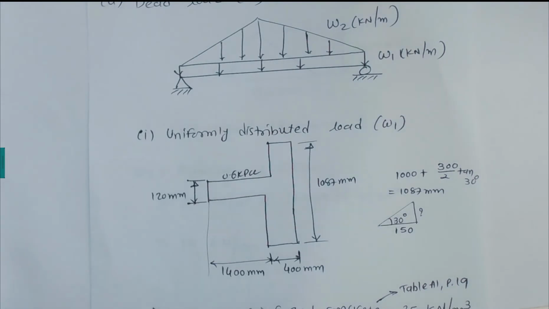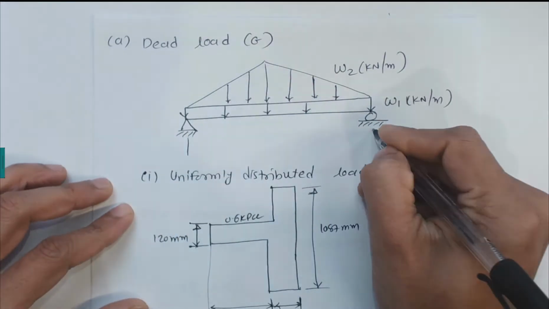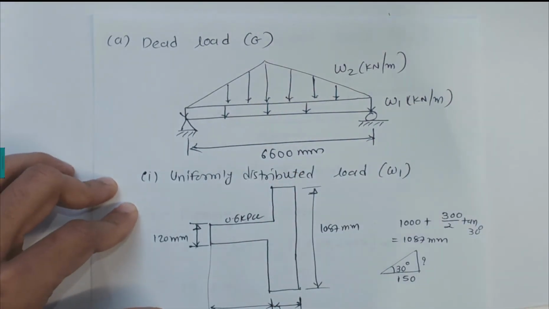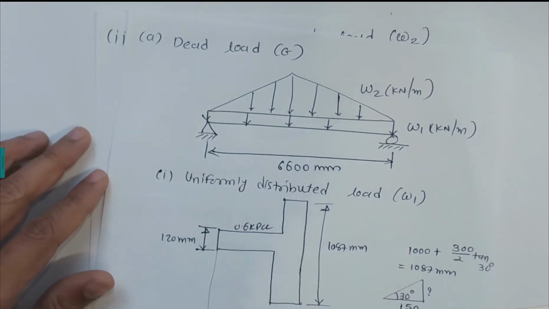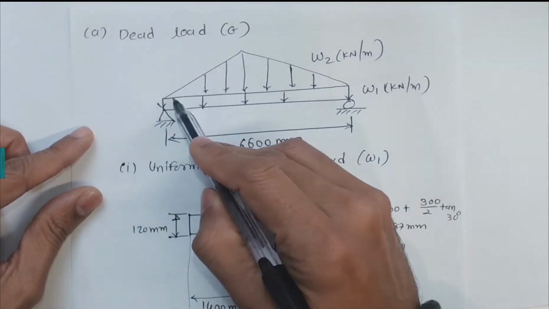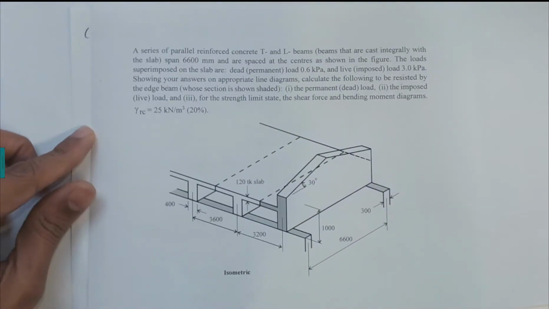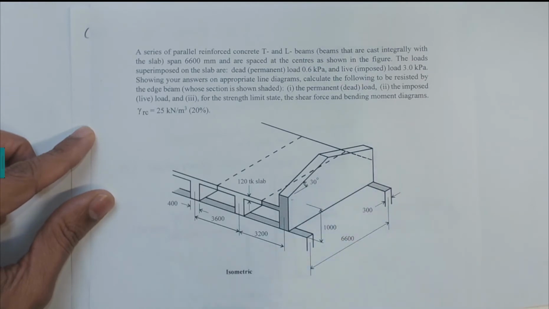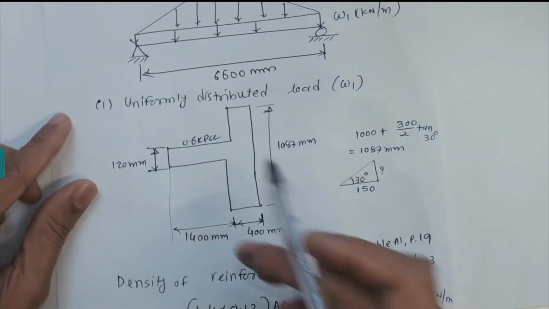Now for the case of dead load, we can draw the diagram. That is the edge beam, which is a 6600 millimeter span. It has two loadings coming onto this beam. One is a uniformly distributed load and another is this triangular distributed load. The uniformly distributed load is coming from this portion, and the triangular load is coming from this shape of the 30-degree pitch geometry.